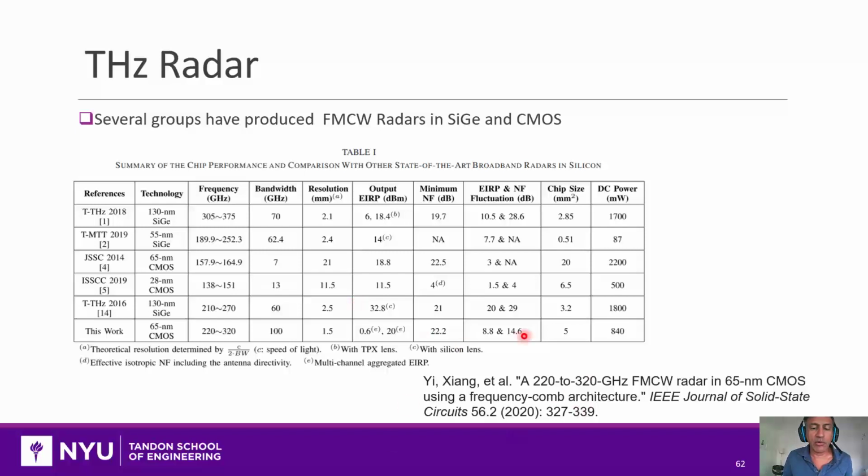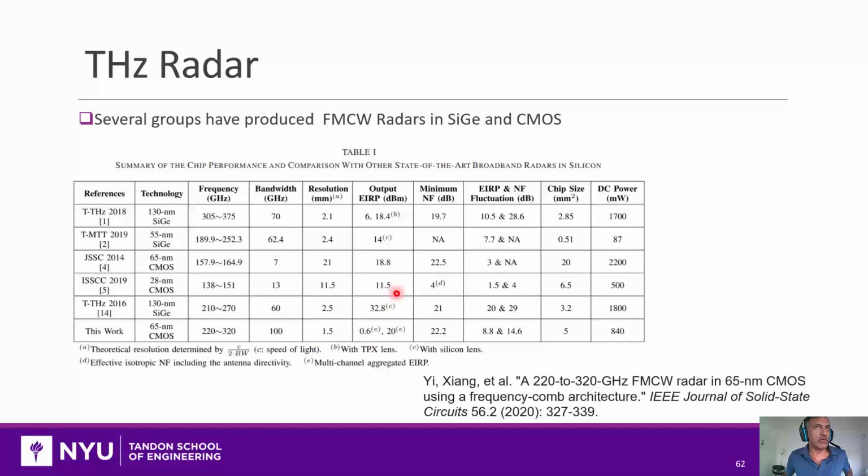This paper here gives a very nice summary of some FMCW radars, both in SiGe and CMOS. And you can see some pretty interesting numbers. First of all, these carrier frequencies that people are thinking of range from 200 to maybe even 375 gigahertz, with very, very wide bandwidths, which are just not at all available at lower frequencies, things like even up to 70 gigahertz of bandwidth or 100 gigahertz of bandwidth, and with reasonable output powers.